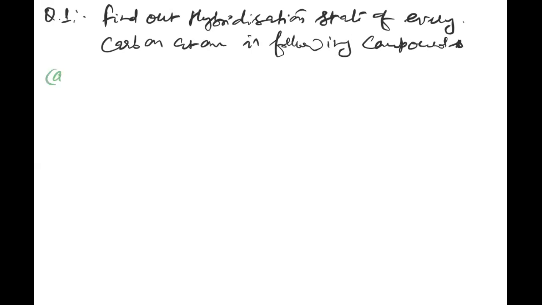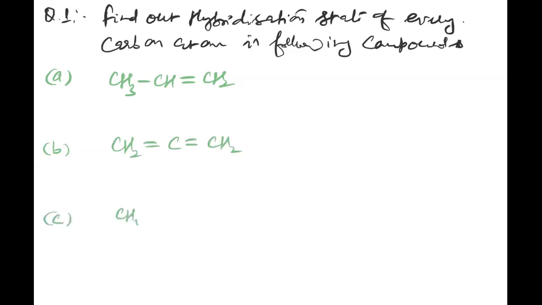Let's say the first one: CH3, CH, double bond CH2. Similarly, CH2 double bond C and double bond CH2, and similarly CH3, CH double bond CH, CH2 and C triple bond CH.